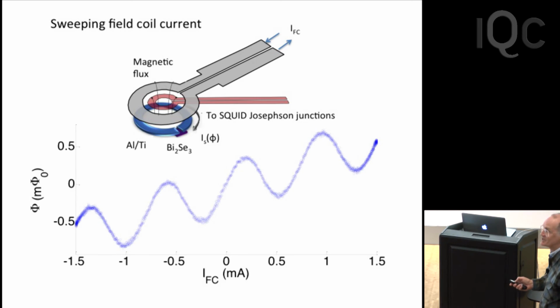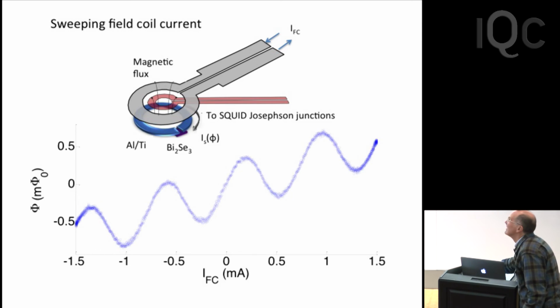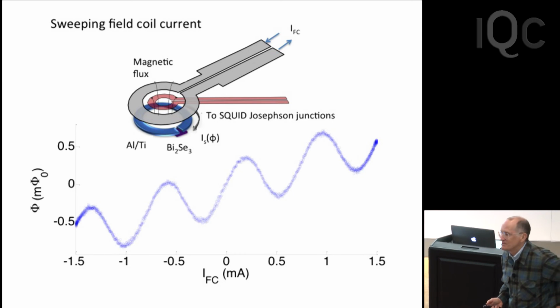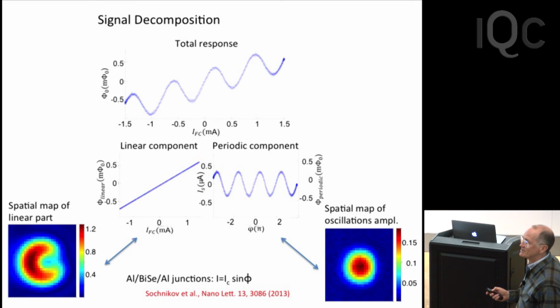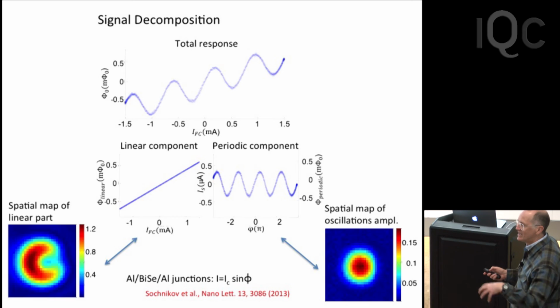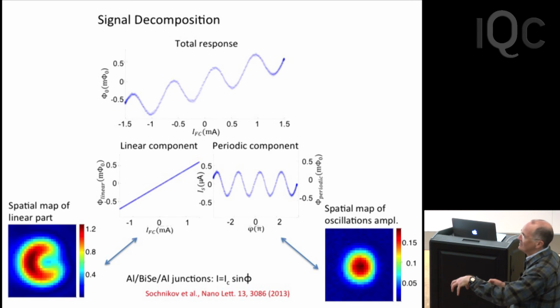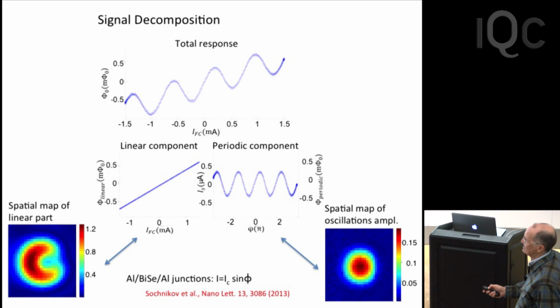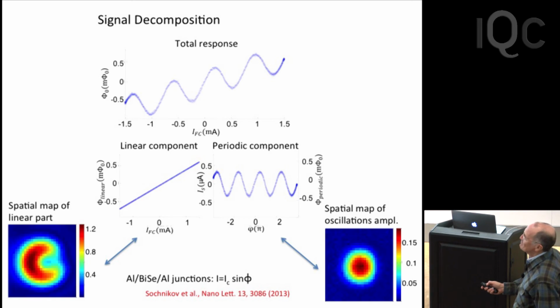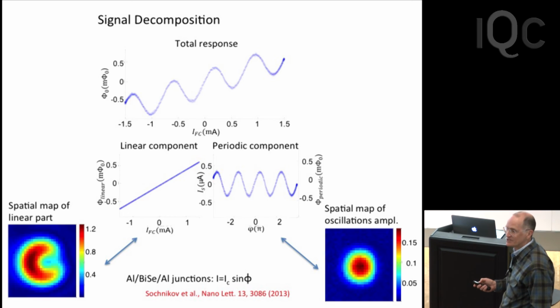But there was also a linear background to the response. You can decompose the response into the two components, the linear background and the sinusoidal component, and actually image what's going on as you vary the position of the squid relative to the ring. And what you find is that the linear component gives you something that looks like Pac-Man. So you have a ring, but there's a bite eaten out of it, and that bite corresponds to the position of the junction.